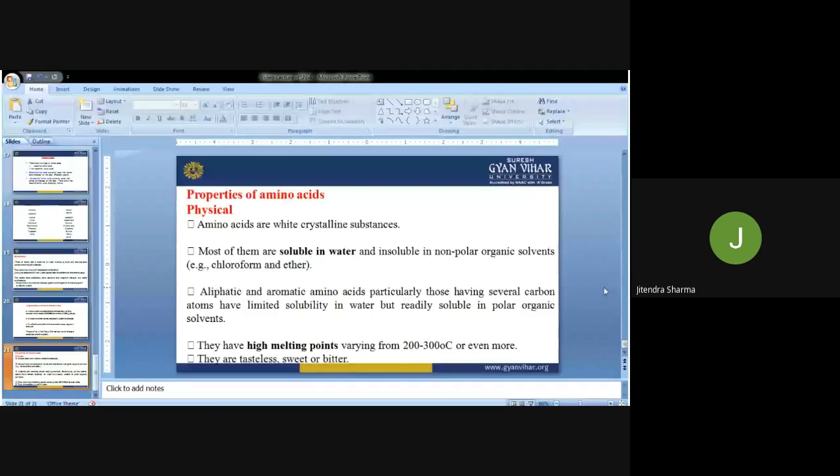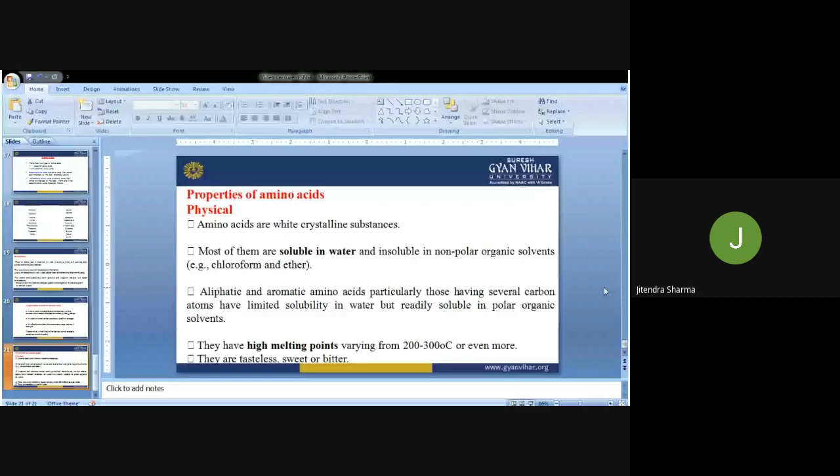They have a high melting point also, more than 200 degrees centigrade. Generally they melt at more than 200 and even more than 300, 400 degrees centigrade. A few of them are tasteless, some have a sweet taste, and a few have a bitter taste. So taste wise also we can get an idea of which amino acid it is. And finally we conclude that protein is nothing but a chain of amino acids that we have discussed.